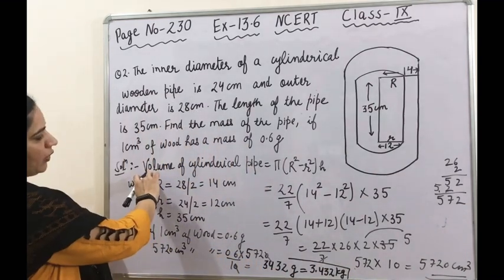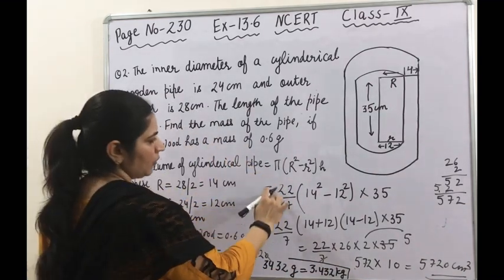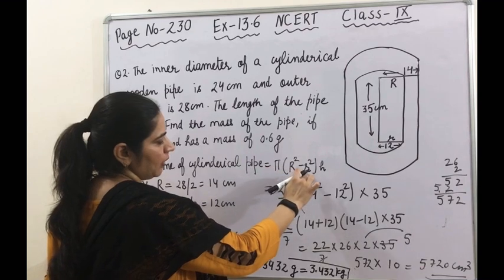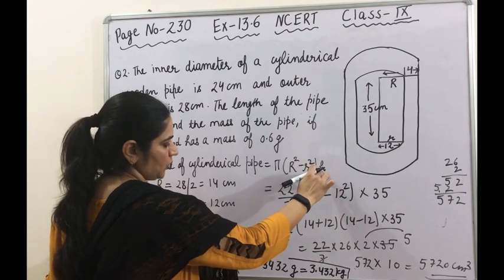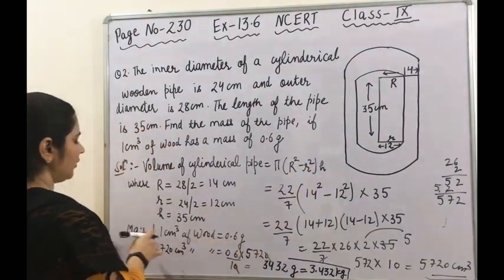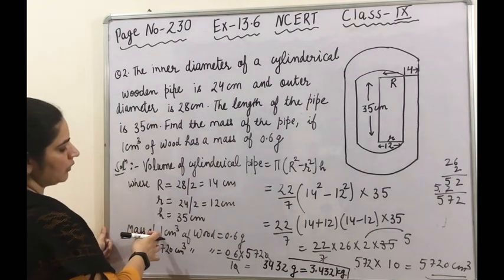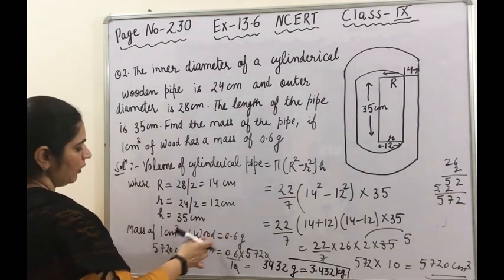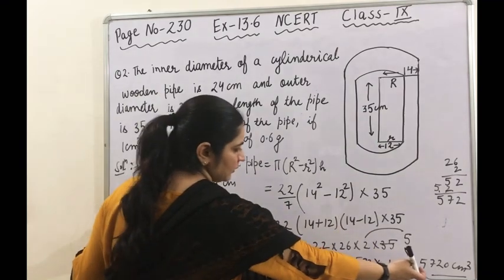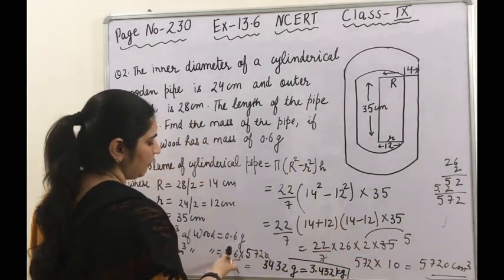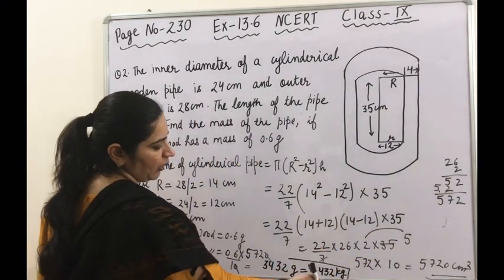Here we have to find out the volume, which is equal to pi (capital R square minus small r square) into h, multiplied by the mass. The mass for 1 centimeter cube of wood was given, multiplied by 0.6 will be the final answer.